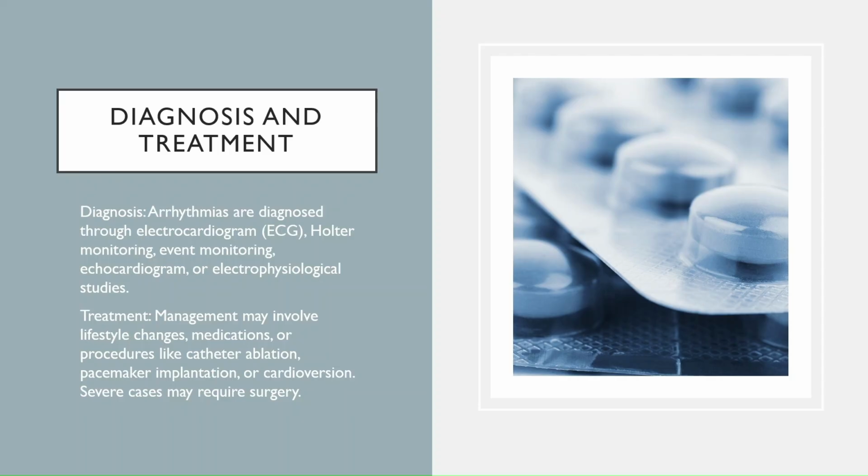In ablation, the surgeon inserts a catheter inside the heart and they shock the region of the heart where the suspected arrhythmia may be originated. By shocking this region of the heart, the arrhythmia may be cured.